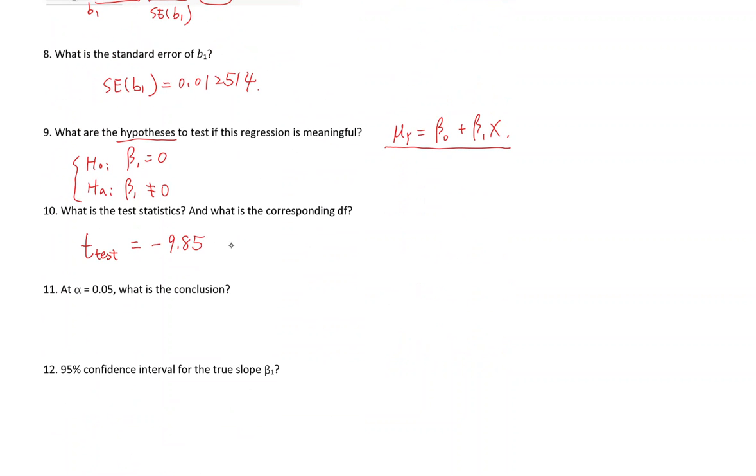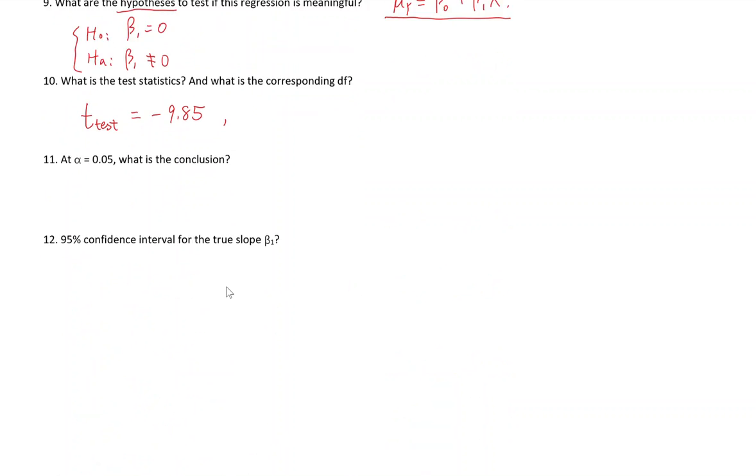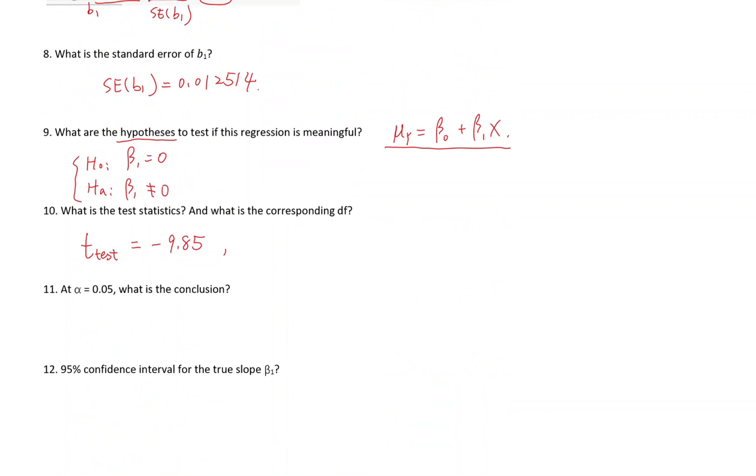That's it. If you use the formula, it's fine. You just use B1 divided by the standard error of B1. You should have this one divided by that, and you will have the t-test statistic. You should have the same value. Next, what is the corresponding degree of freedom? We have already talked about that. Degree of freedom equals n minus 2 for simple regression, which is 18 minus 2, which is 16.